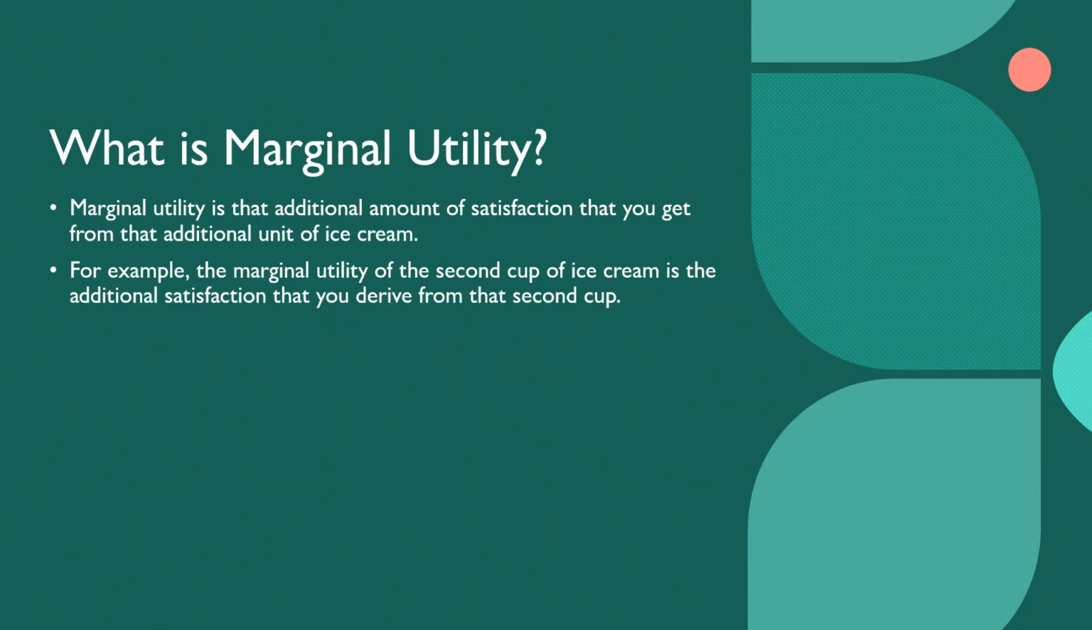Then there is the concept of marginal utility. Marginal utility is the additional amount of satisfaction that you get from an additional unit of ice cream or any other commodity. For example, the marginal utility of the second cup of ice cream is the additional satisfaction that you derive from that second cup, and the marginal utility of the third unit is the additional satisfaction that you derive from that third cup, and so on.